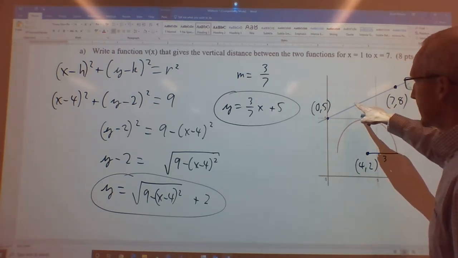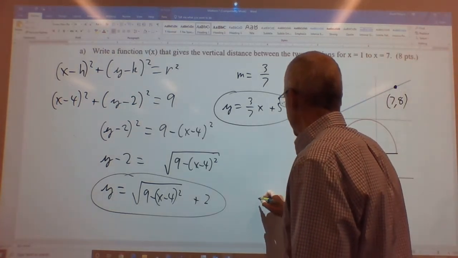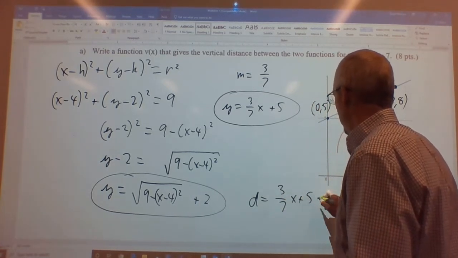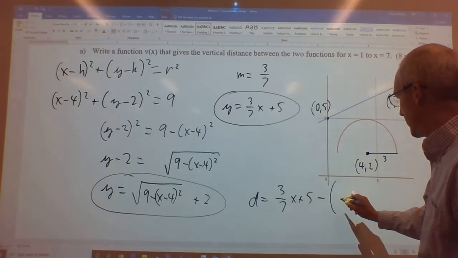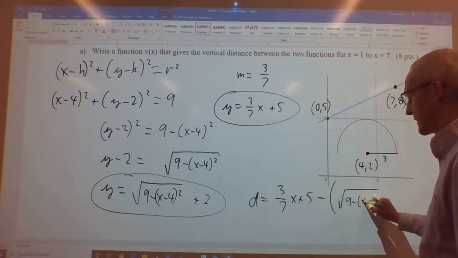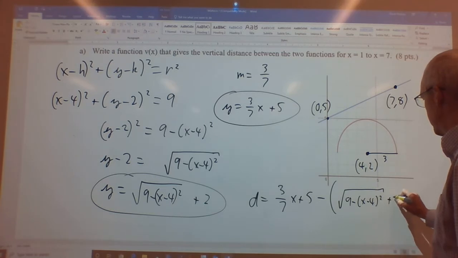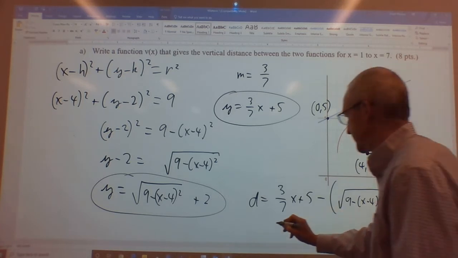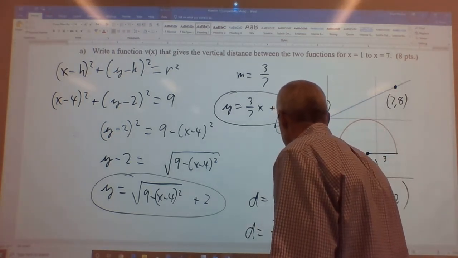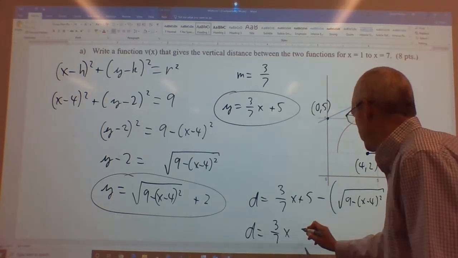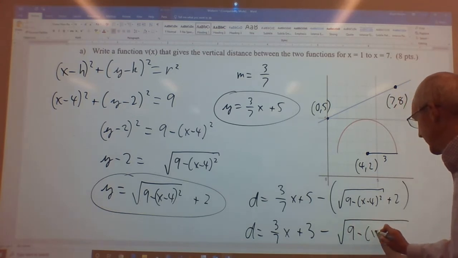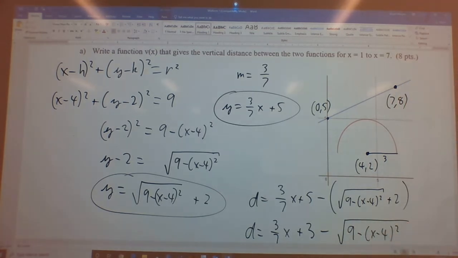So we just take the line, this one, so the distance is the line 3/7 x plus 5 minus that thing, square root of 9 minus (x minus 4) squared, plus 2. Okay, so 5 minus 2 is 3, and then this is negative. So finally the distance is 3/7 x plus 3 minus the square root of 9 minus (x minus 4) squared, and we're done. Okay, so that's the distance between them.